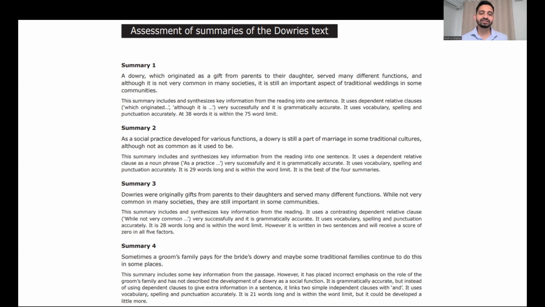This summary includes and synthesizes key information from the reading. It uses a contrasting dependent relative clause, "while not very common", very successfully, and it is grammatically accurate. It uses vocabulary, spelling, and punctuation accurately. It is 28 words long and is within the word limit. However, and this is the crucial part here, it is written in 2 sentences and will receive a score of 0 in all 5 vectors. You will score 0 if you wrote more than 1 sentence.